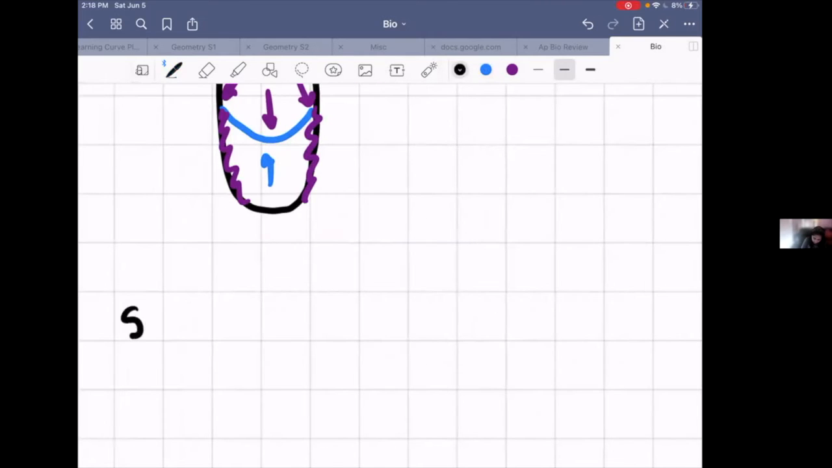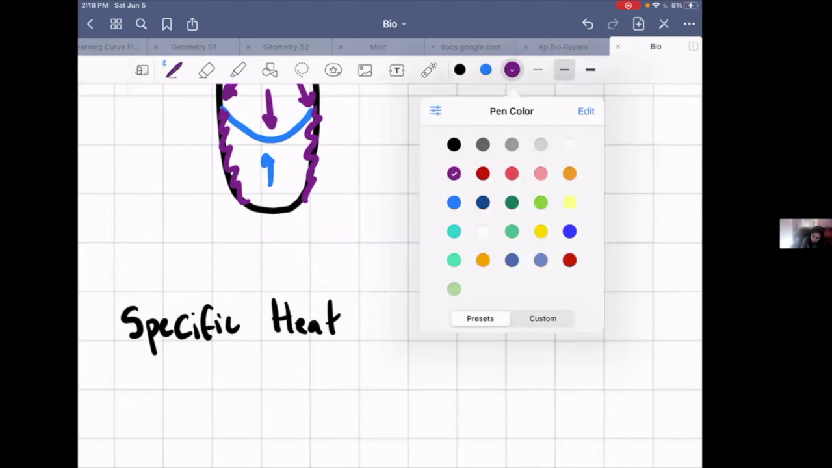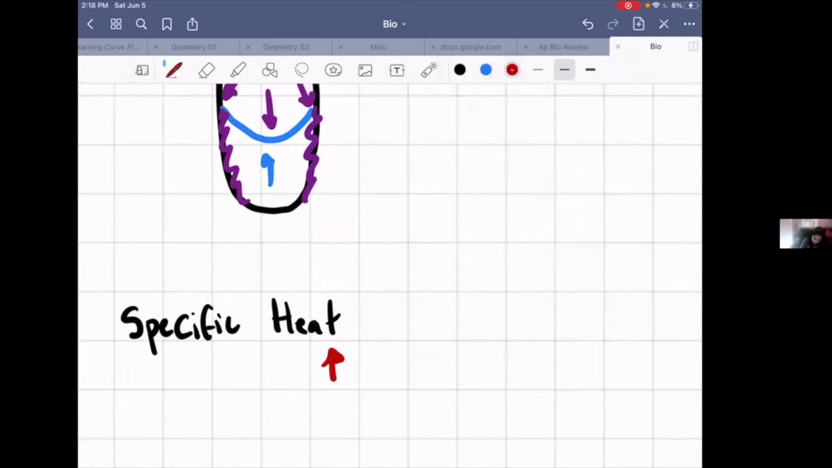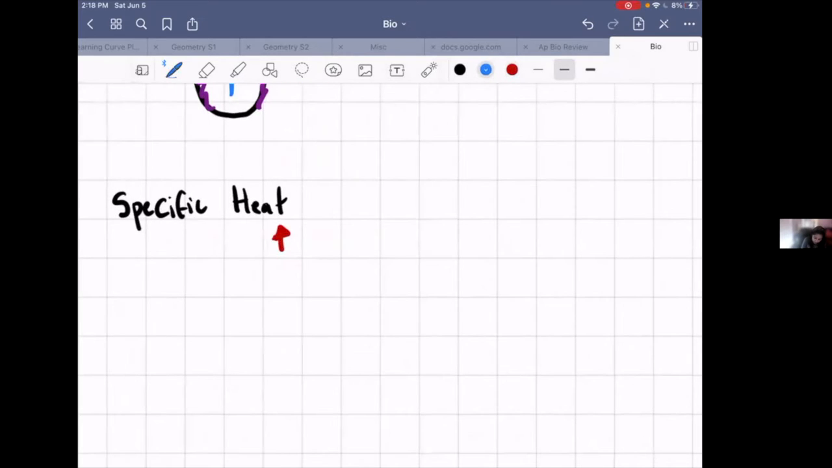Next we have to talk about the specific heat. So water has a very, very high specific heat, which means that it is extremely hard to heat up or cool down water. And that's a really good thing, especially in an environment like oceans.